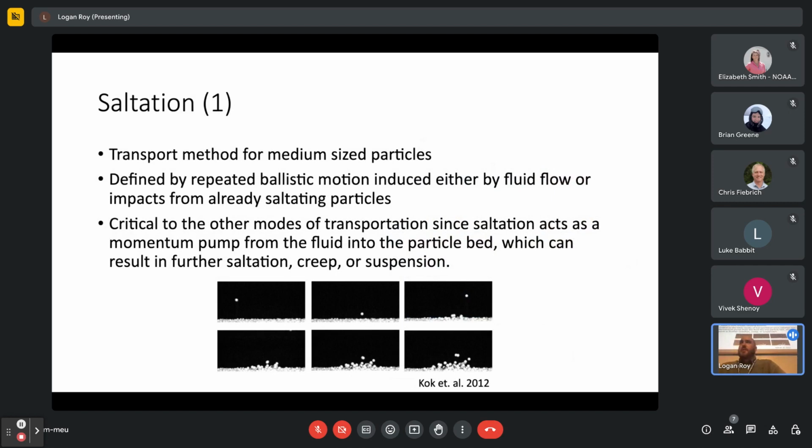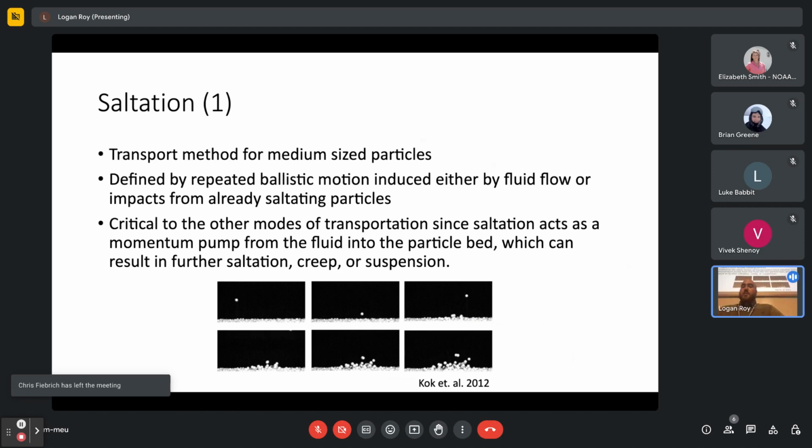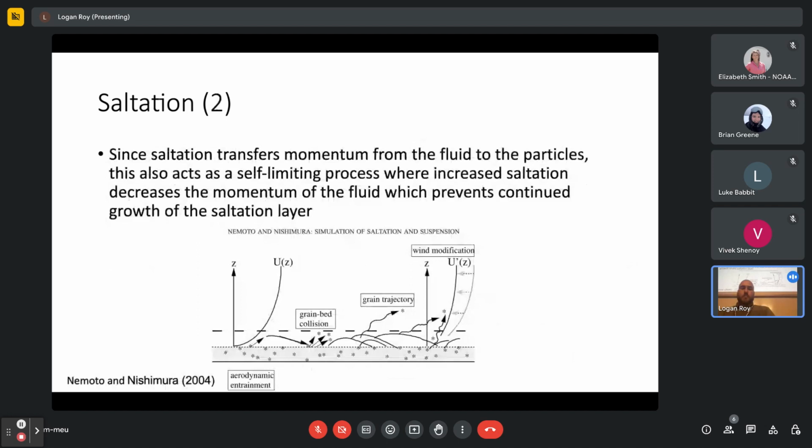So the saltation, this is sort of the most important of the three modes of transport. This is the mode by which the medium-sized particles get transported. It's defined by repeated ballistic motion, and it can be induced either by fluid flow or by already saltating particles ejecting other particles, which is illustrated in this series of images at the bottom. This is a really critical process. It can transfer momentum from higher around the surface into the bed of the particles, which can result in either further saltation, which is a cascade effect, or suspension. Once saltation is initiated, it can really kick off a lot of these different transports.